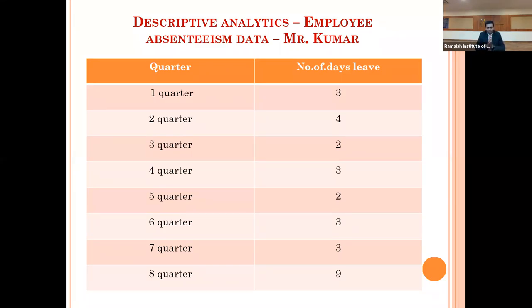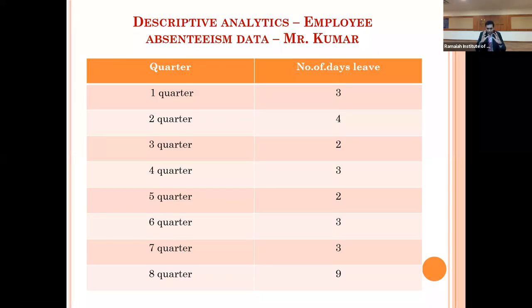So through the data, in fact, we did not talk to the employee. We did not call and we did not speak to the employee. As an HR manager, I have a dashboard. I'll tell you what a dashboard is in coming slides. Having said that, Mr. Kumar is an asset for the organization. In my dashboard, it is displayed that in the last quarter he had taken 9 days leave, which is displayed in red color.